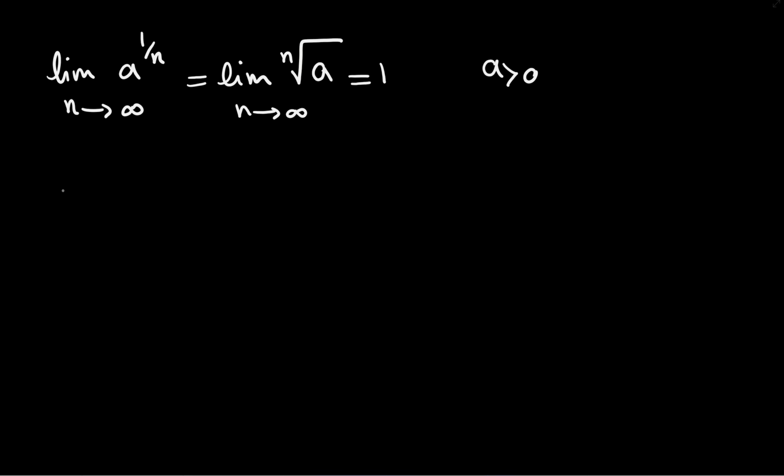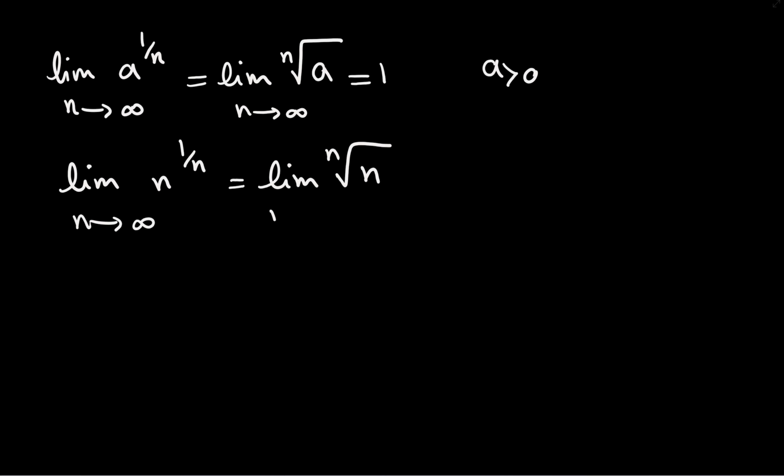The second property is the limit of n to power 1 over n when n approaches infinity. So instead of a, which is a real number, the base here is n. Instead, it's a variable n. So it's limit of root n of n when n approaches infinity. This one also is equal to 1.